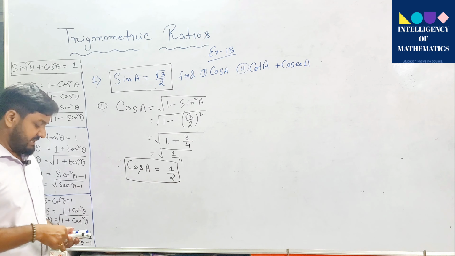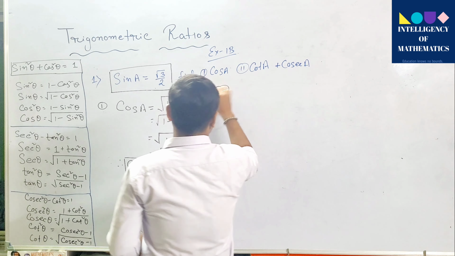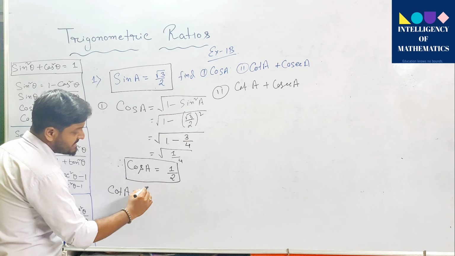Next step: what are we asked? We are asked to find the values of cot A and cosec A, and then add them. Cosec has a direct formula with cot, but we don't know cot yet. What will we do? Cot has a formula we gave before: cot means cos by sine. Hope you remember the formula. Cot theta's value is cos theta by sine theta. In place of theta, A is there, so cot A will be cos A by sine A.